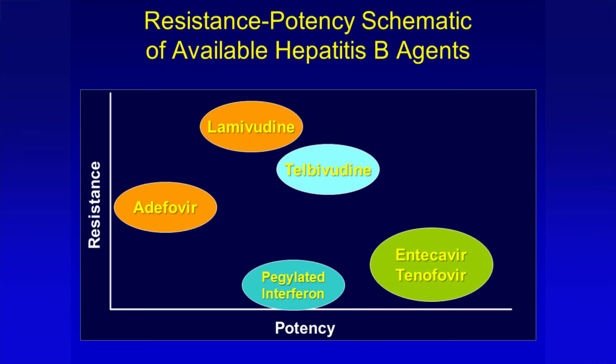We have a number of drugs that have been approved. The two frontline drugs are entecavir and tenofovir. These drugs are very potent, and the risk of resistance is pretty much close to nil in naive patients, close to nil.